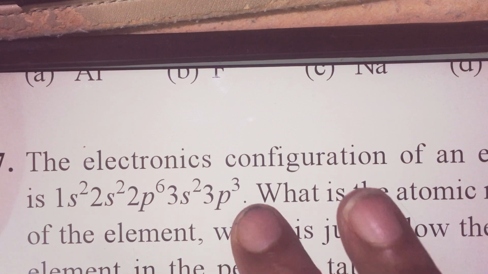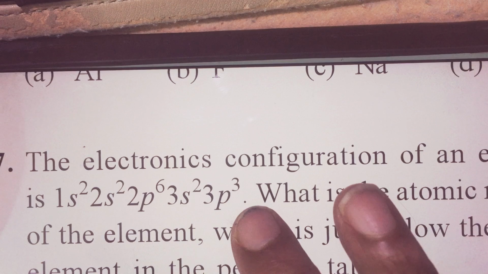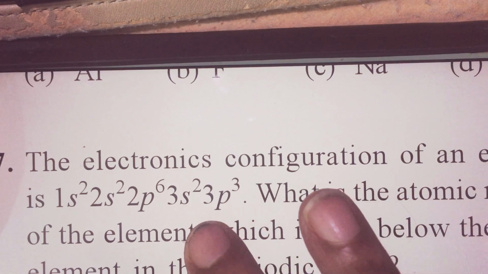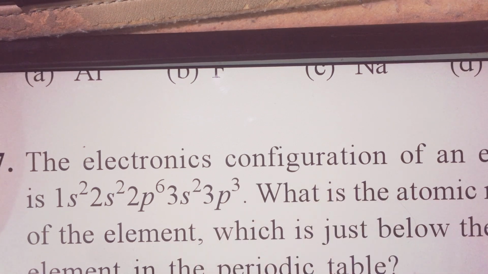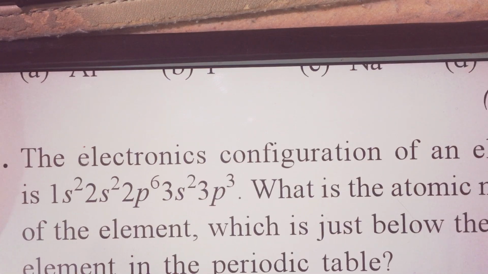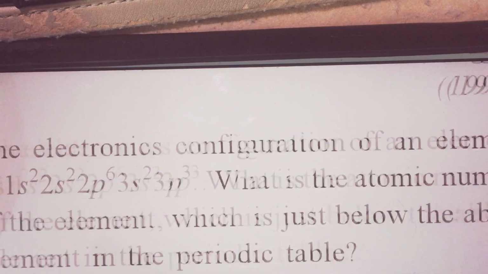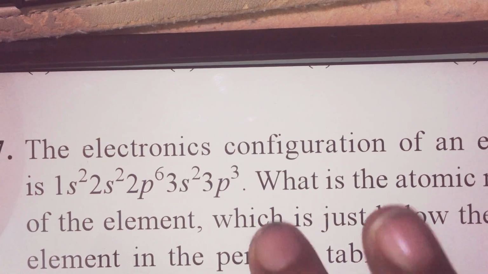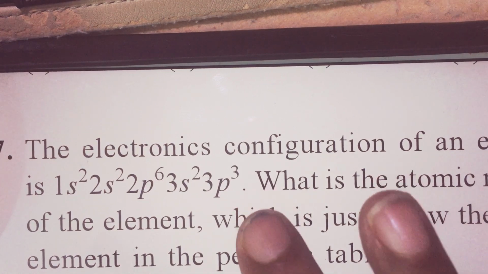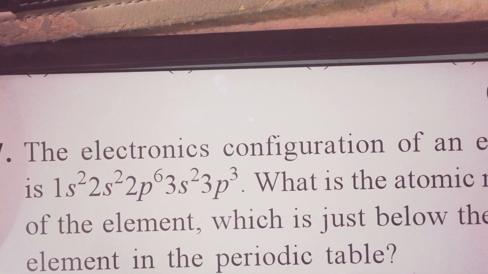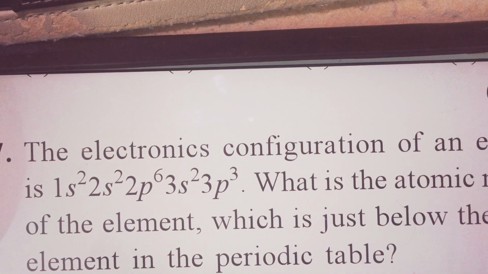Please notice, whenever you are putting electrons in 3p, after 3s to 3p3, the atomic number is 15. Now, what is the atomic number of the element below that element? If this is 15, to get to the element next to it below, add 18. 15 plus 18 is 33. You understand? It's an interesting question.